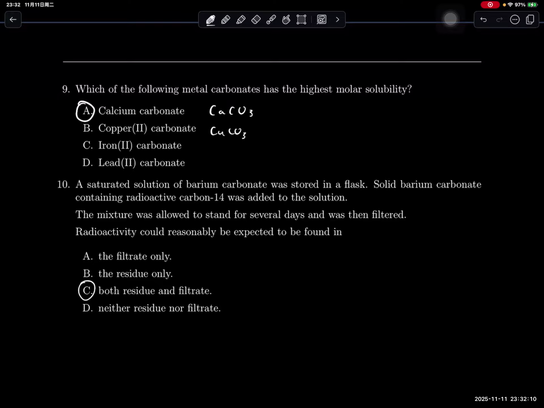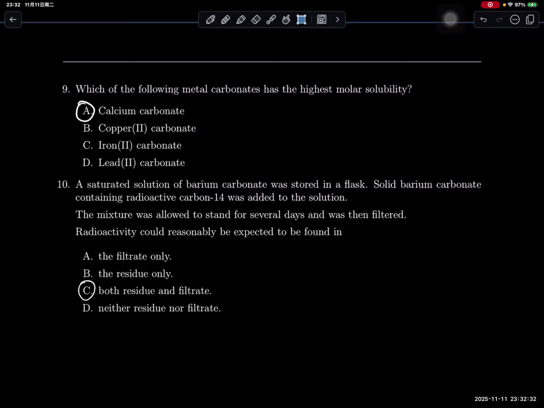So you would calculate the solubility the same way. You always get x squared equals KSP. So you will solve for x in the same way. In that case, just compare KSP straight away. Okay, you end up having calcium carbonate with the highest KSP, meaning that it dissolves more, meaning that it has a larger molar solubility. So the answer is A.